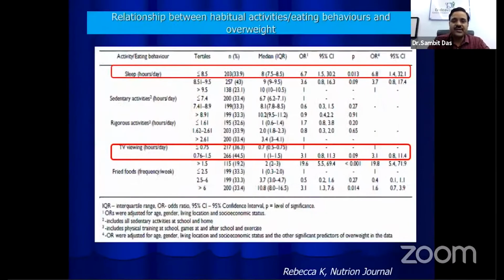But what is more interesting in this particular study is that when they compared the different parameters of sedentary lifestyle, they found that sleep of more than 8.5 hours, or TV viewing or screen time of more than 1.5 hours, were significantly associated with childhood obesity.